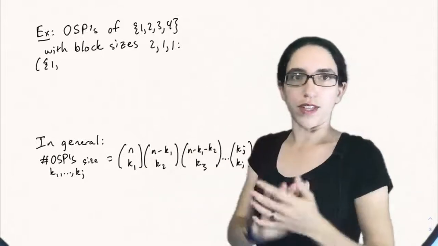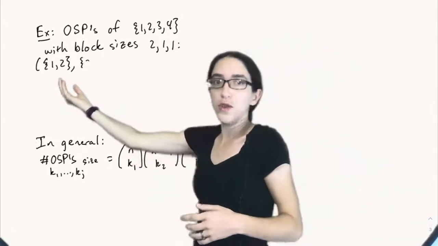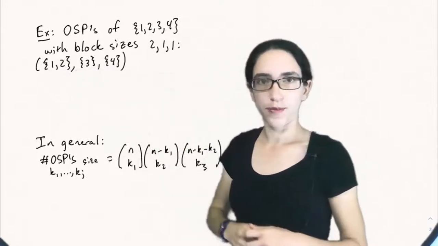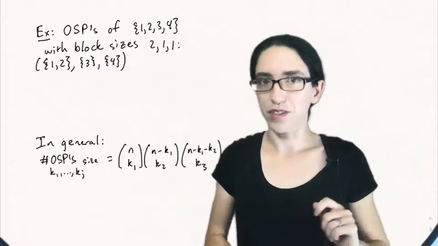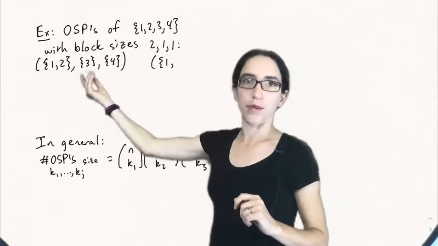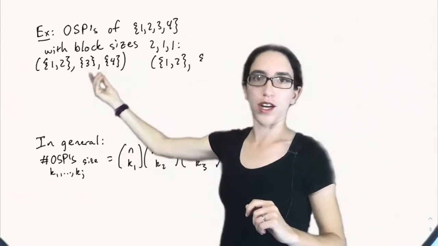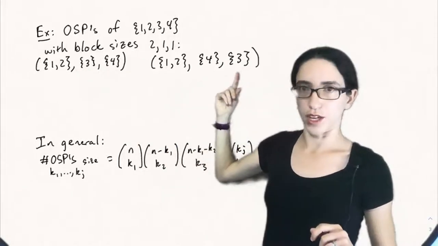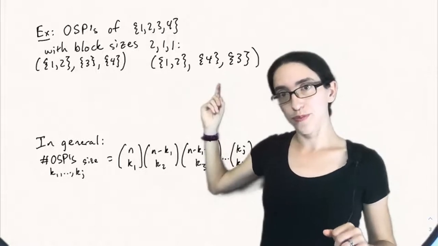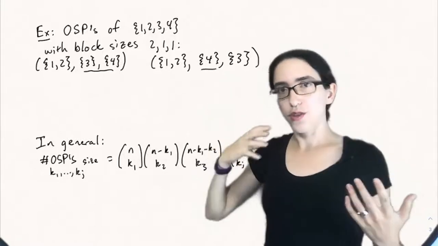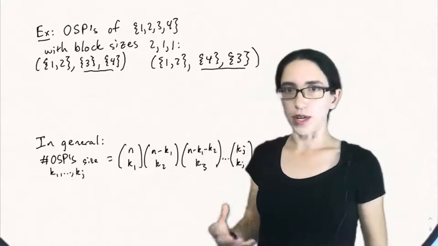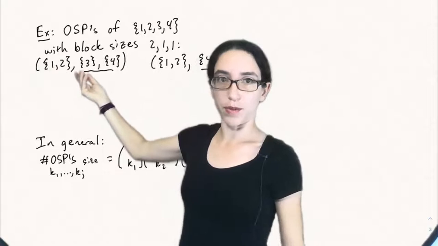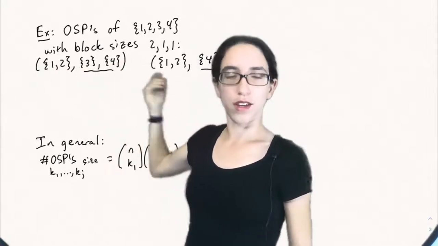And one example of this would be to put the numbers 1, 2 in the first block, and then 3 in the second block, and 4 in the third block. But notice, it's an ordered set partition. So it actually matters if I put 3 in this block or 4 in this block, or if I switch them, if I put 4 in the first block of size 1 and 3 in the second block of size 1. Those are different possibilities. And so we can count this in sort of the same way we count sequences, by saying, how many ways can we choose what goes in the first block, and then how many ways can we choose what goes in the second block, and so on.